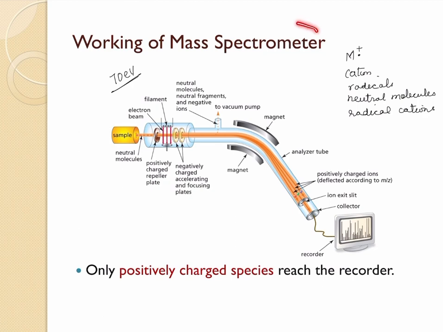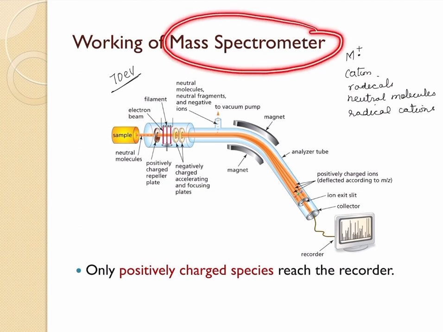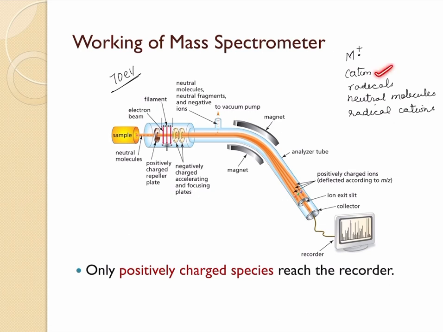So remember, the mass spectrometer only identifies the positively charged species. It could be the molecular ion, or a cation, or other radical cations. It does not identify the negatively charged or neutral species. The analyzer tube is surrounded by a magnet, which deflects the positively charged fragments in a curved path. At a particular magnetic field strength, the angle to which the path is curved depends on the m by z value, the mass to charge ratio of the fragment. In general, particles with a smaller m by z value bend more than the ones with a larger m by z value, and they are expected to come out first to the ion exit slit.